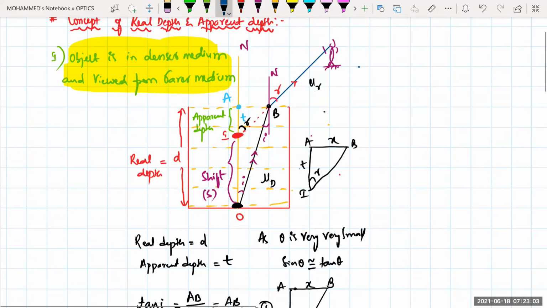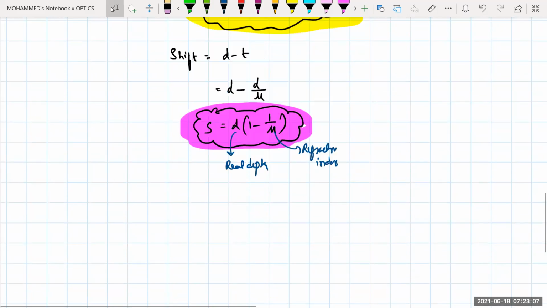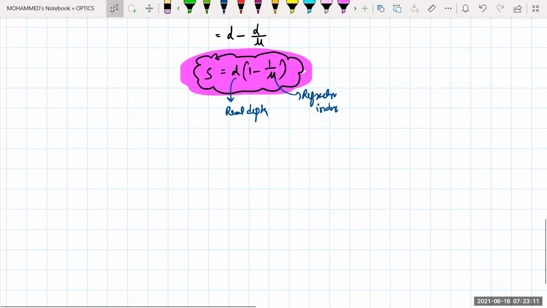So when the object is in the denser medium and viewed from the rarer medium, it appears to be raised. How much it has been raised will be given by this formula. That is, S is equal to D into 1 minus 1 by mu, or T into 1 minus 1 by mu. Is that clear? Yes, sir. That is our basic condition.